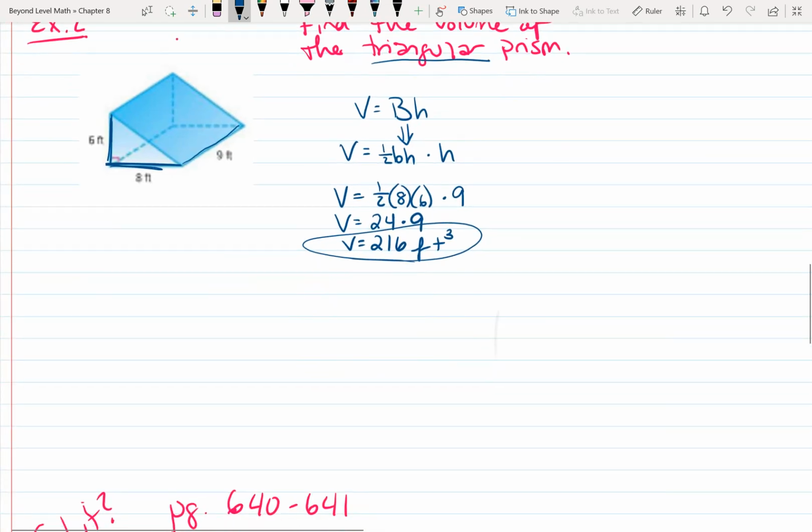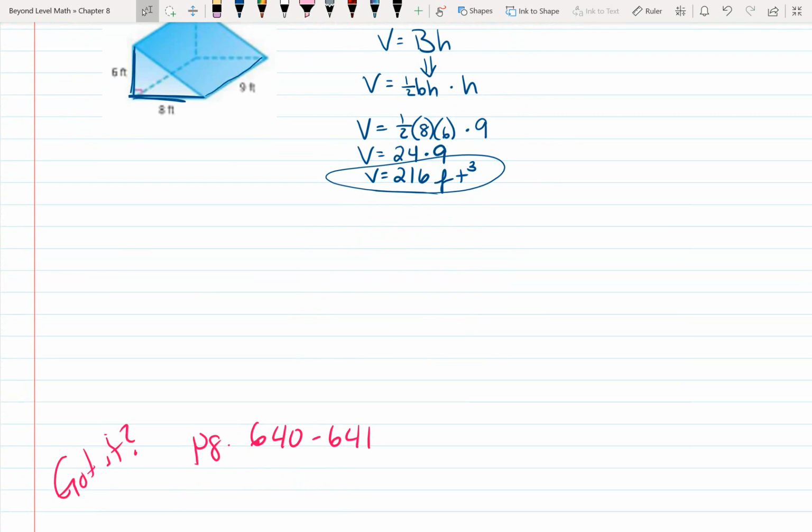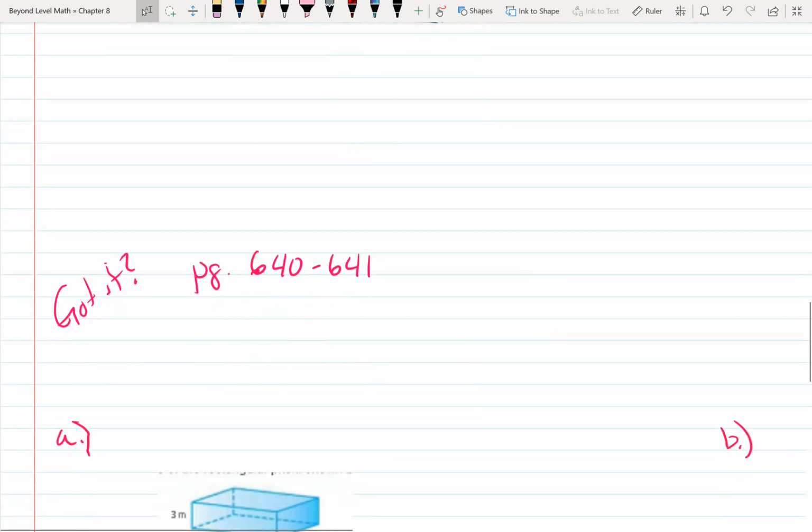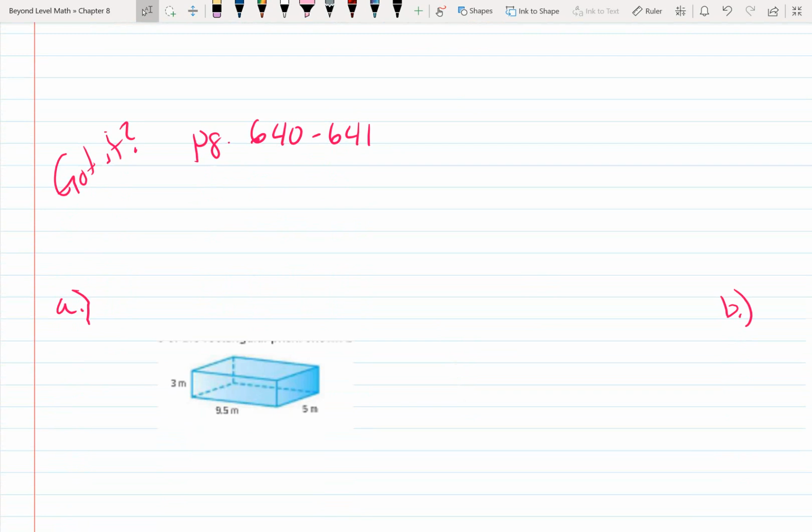I'd like you to go ahead and complete the got it's on page 640 and 641, and then pause the video and then check your work with mine. I'm going to go ahead and complete got it A. It says find the volume of the rectangular prism shown below. I'm going to start with my original formula, V equals capital B times H. Since it's a rectangular prism, I know the area of the base is length times width, and times height of the prism. So my length is 9.5, width is 5, height of the prism is 3.